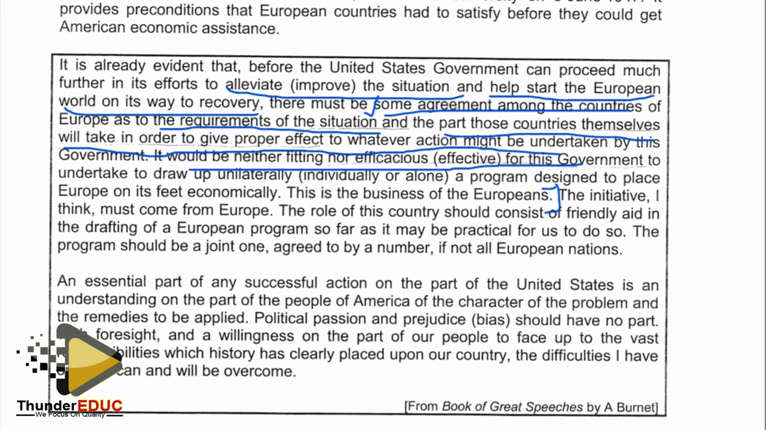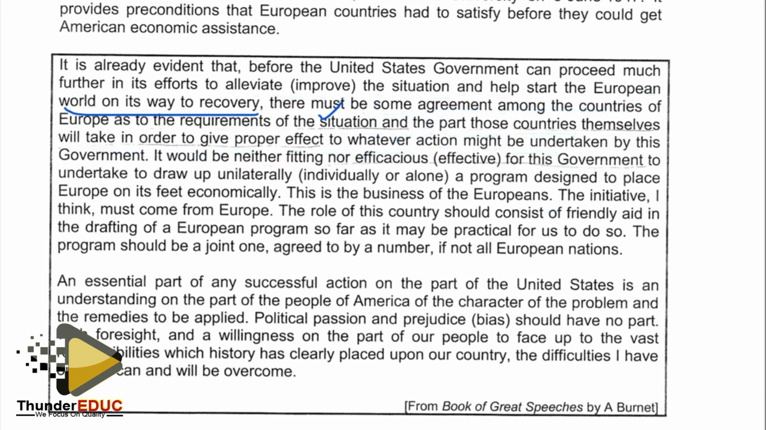So basically, if we were to quote, we will get our 3 responses from those responses given here. The first one, the requirements of the situation, and the second one, we look at the proper effects. The third one, we said it was neither fitting nor efficacious nor effective for this government to undertake or draw up a unilateral program designed to place Europe on its feet again.